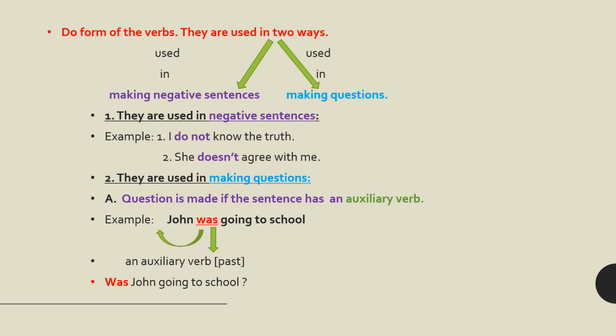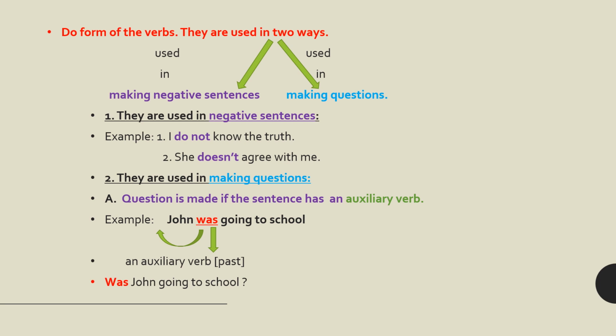Do forms of the verbs are used in two ways. They are used in making negative sentences and they are also used in making questions. They are used in negative sentences. Example, I do not know the truth. She doesn't agree with me. Here in these examples, do not and doesn't show the negative form of the sentence.